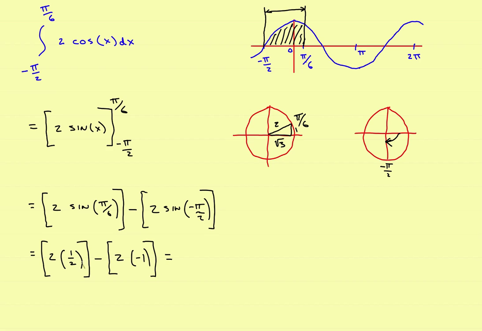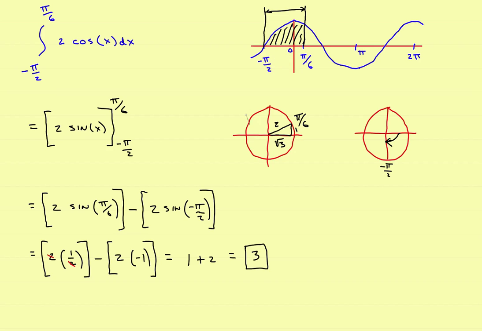So what this is going to give you is, first of all, the 2's will cancel out here. So that 2 cancels out that 2 and leaves you with a 1. Then 2 negatives make a positive. That'll turn into a positive 2. 2 plus 1 would be 3. And that is the area between negative pi divided by 2 and pi divided by 6.